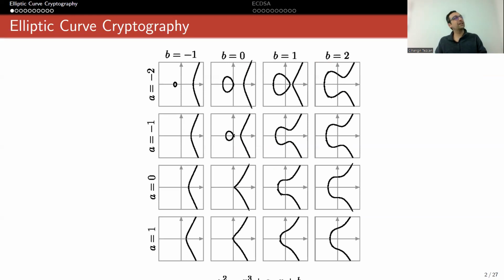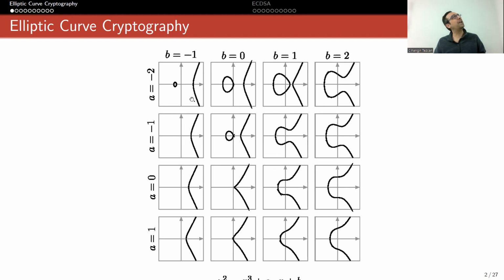So here's an elliptic curve picture. Sorry that the formula does not appear here, but what you have here is y squared equals x cubed plus ax plus b. Sorry for that, I will try to correct it. I thought that it fits, but apparently it does not.